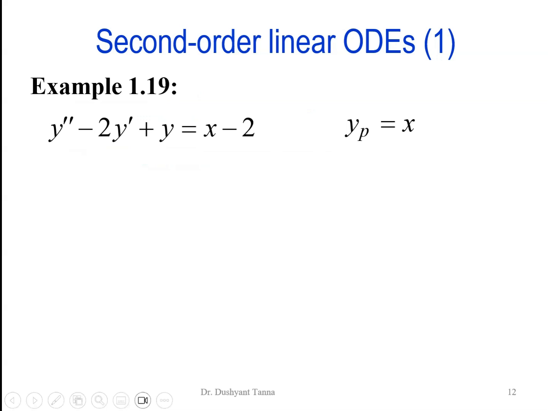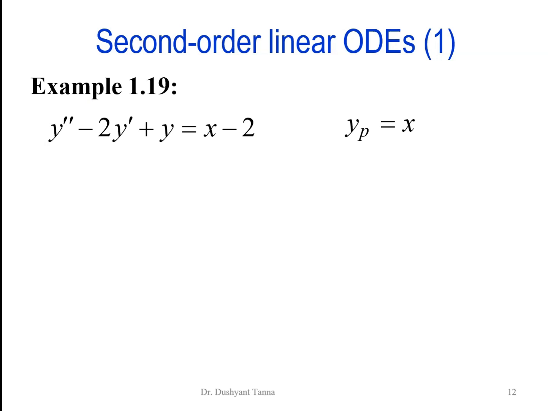Okay, so that one is on page 35. Verify yp = x is a solution of this inhomogeneous equation, and then construct a general solution of this ODE. Okay. So first things first, what do you do? We plug it into the left-hand side and verify it equals the right-hand side.